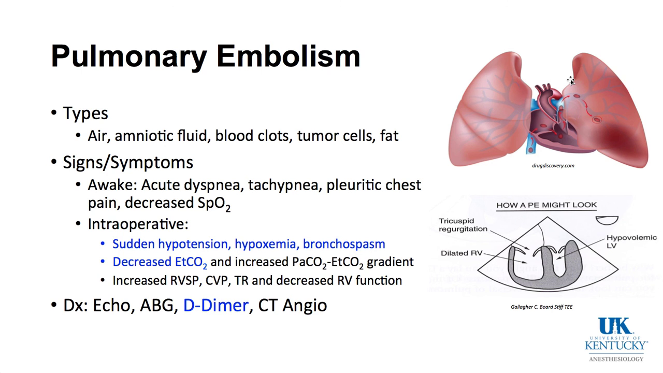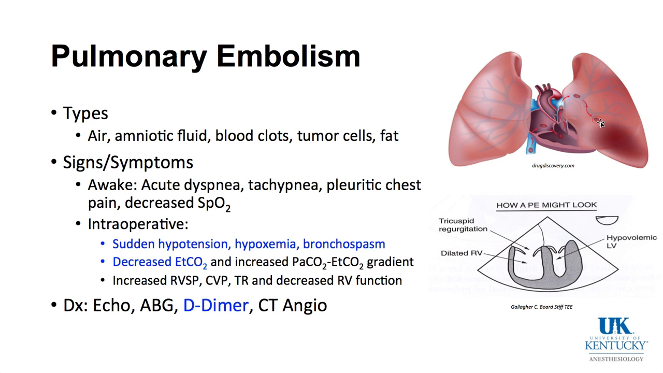The picture on the top right simply shows how an embolus can come in through, in this case, the inferior vena cava into the right atrium, cross over, and if there is interatrial septal communication, could be a paradoxical embolization to the left side, and otherwise usually goes into the right ventricle, into the pulmonary artery, and then out into the pulmonary vasculature. A diagnosis can be made by echo, looking at the RV.